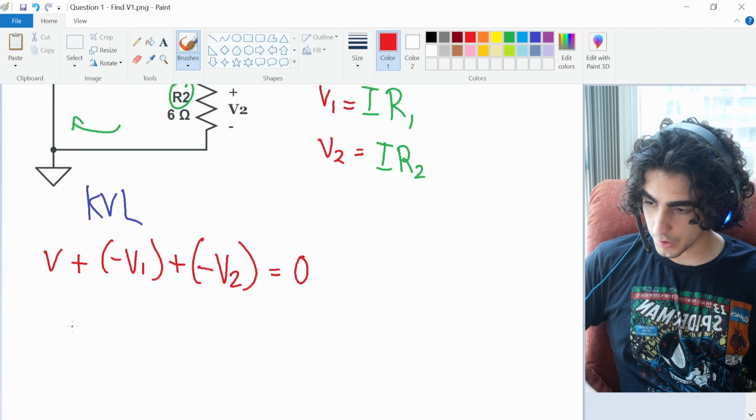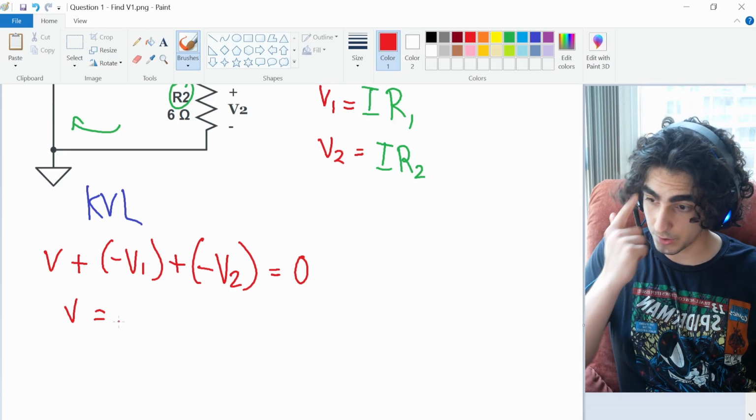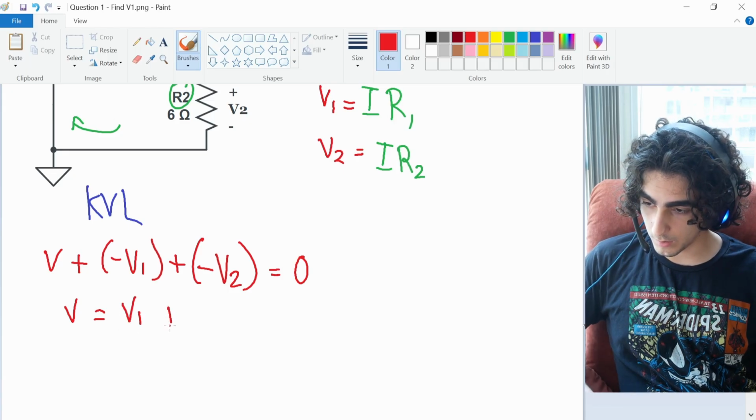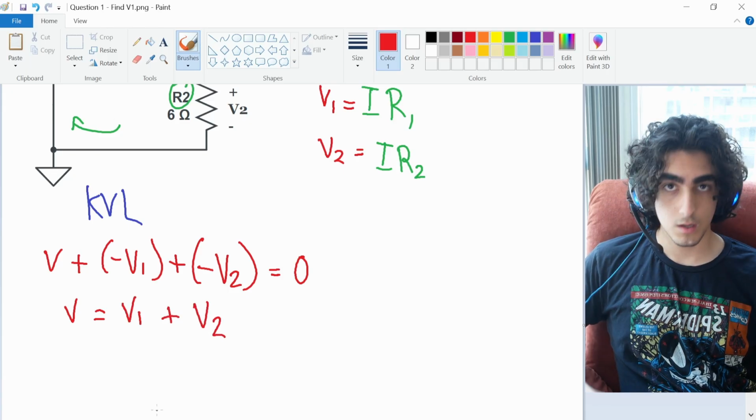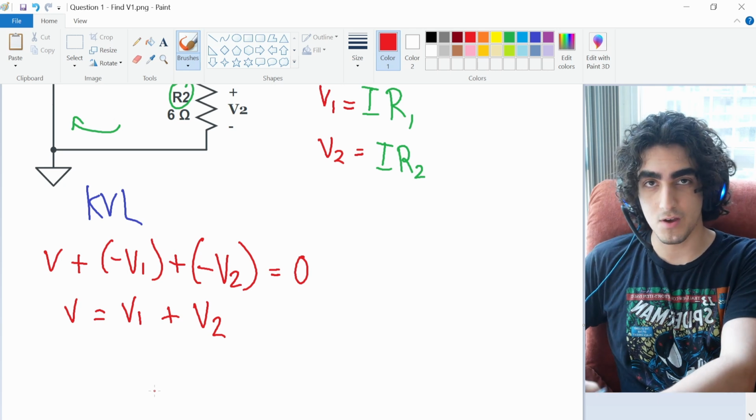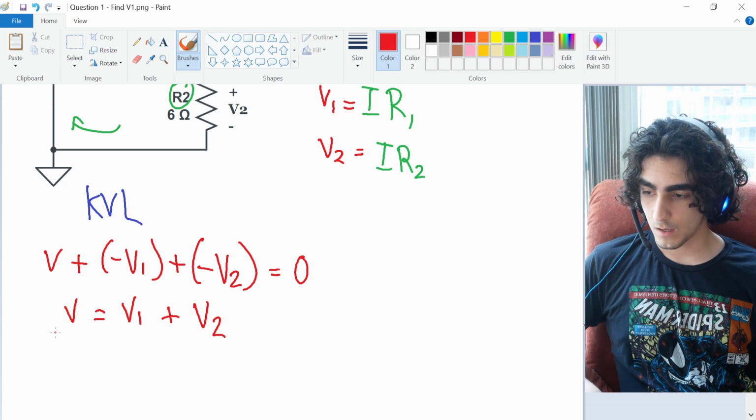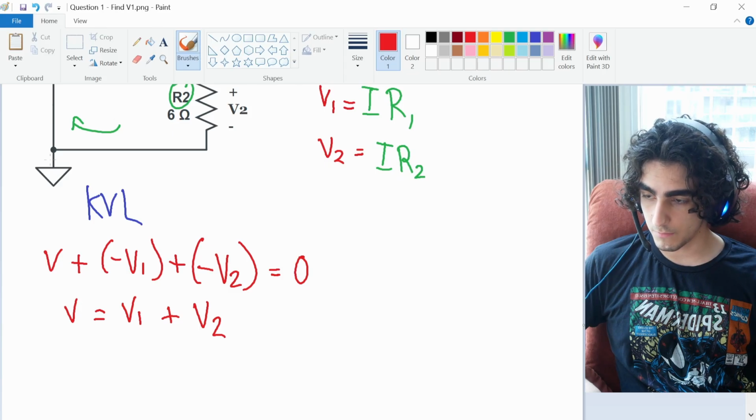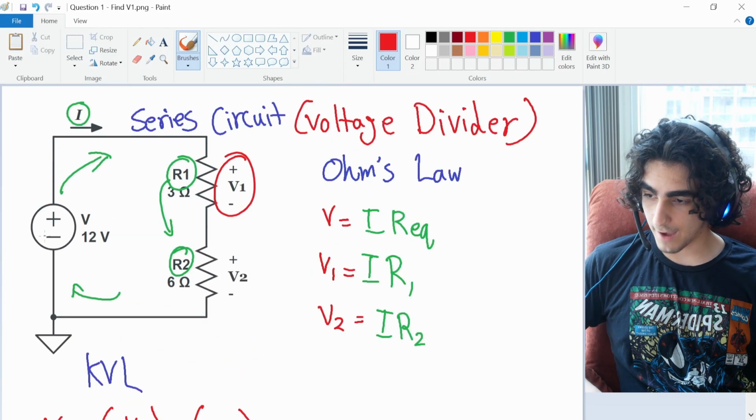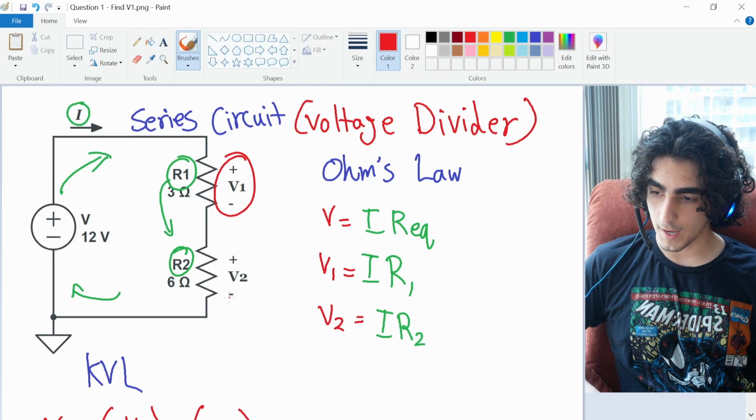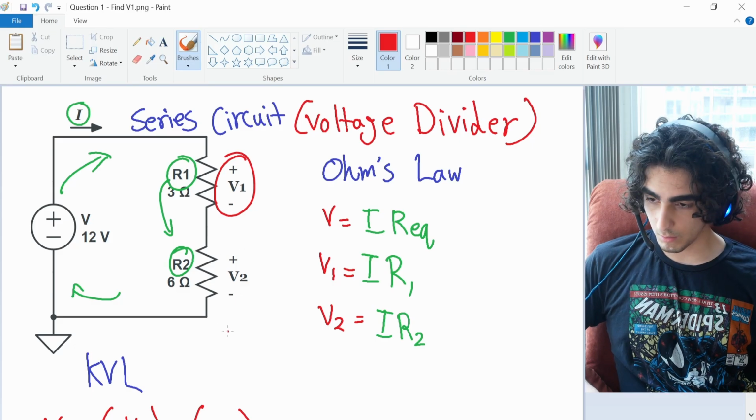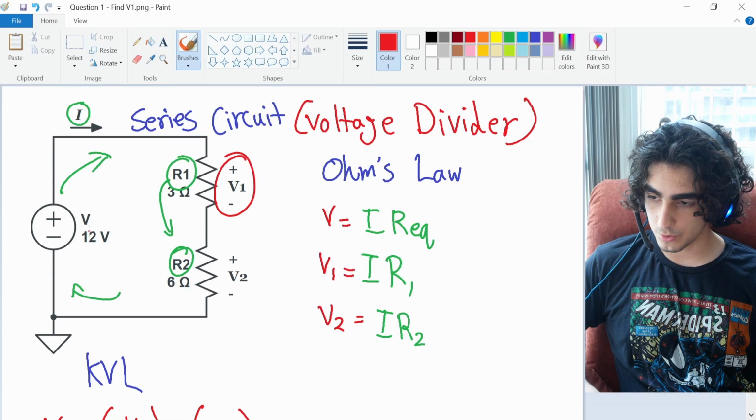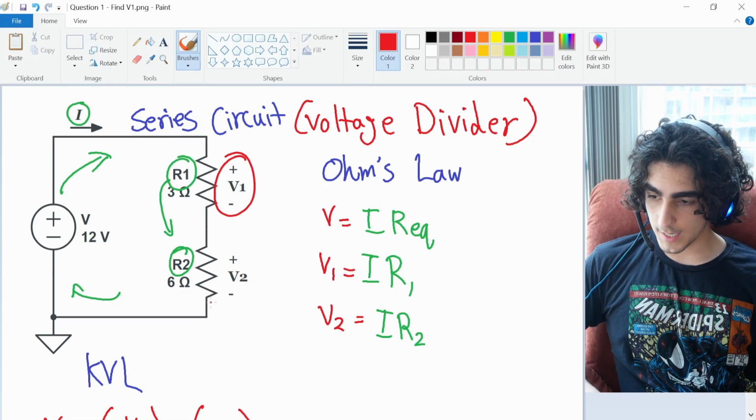And using this equation, we can just simplify it and say that the voltage source is equal to V1 plus V2. Boom. That's all KVL is basically saying, that the algebraic sum is equal to 0. Therefore, the voltage source is going to have to equal the voltage drop of V1 and V2. So when we find the voltage drop between V1 and V2, it has to equal 12.